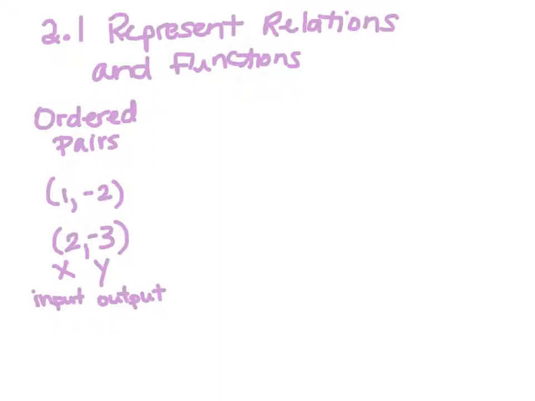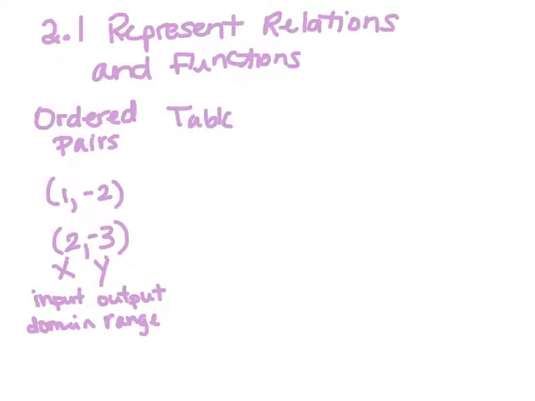And then the other way to call this is domain. The x value is also called the domain, and the y value is called the range. So ordered pairs show us x and y. They show us input, output, and they show us the domain and the range. Alright, and then next we can also represent these using a table.